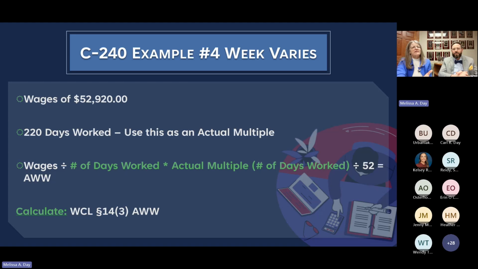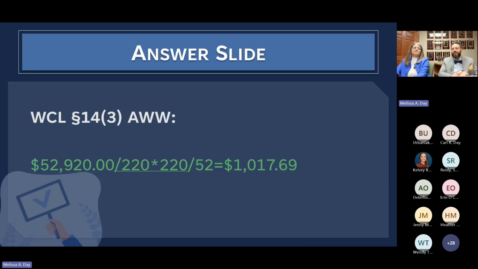So let's calculate what the average weekly wage would be using an actual multiple for Outchits, now being able to take the position that he's not a 5-day per week worker, but that an actual multiple should be used instead. And you have a valid legal argument to make this position because 14.3 says it has to be a reasonable representation. And we know that the 260 multiple generates an average weekly wage that exceeds every week that he actually worked except one, which is obviously not a reasonable representation of his earnings. And what do we get? 1017.69. What's the difference, by the way, guys?